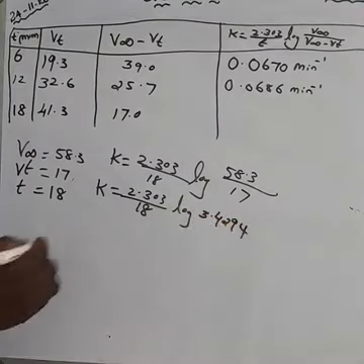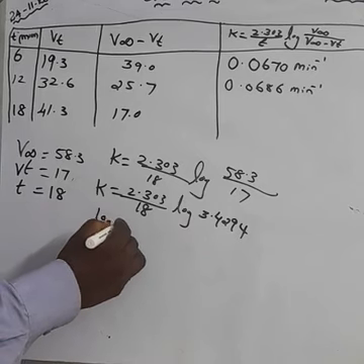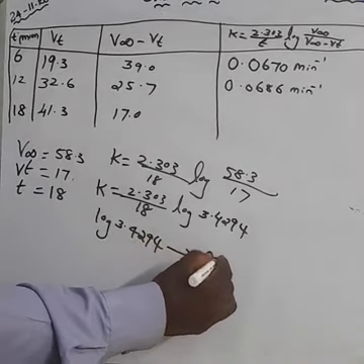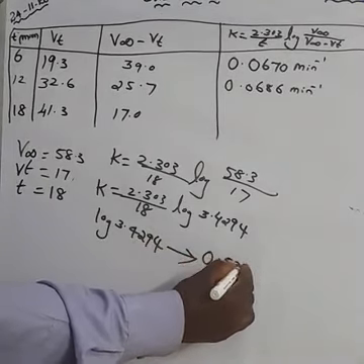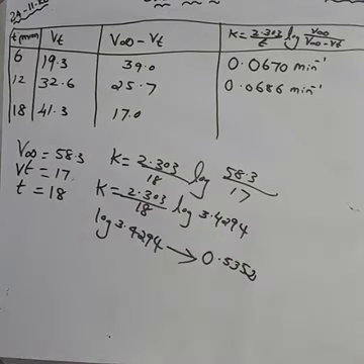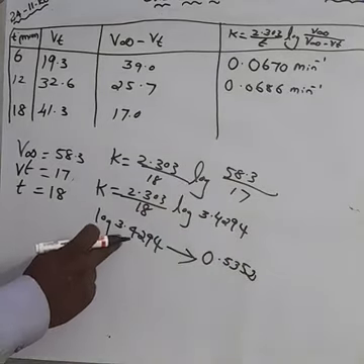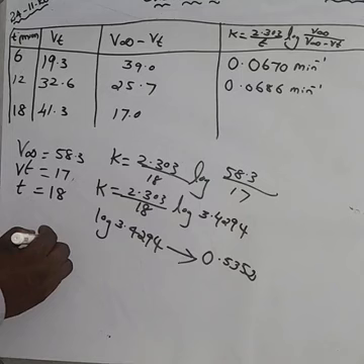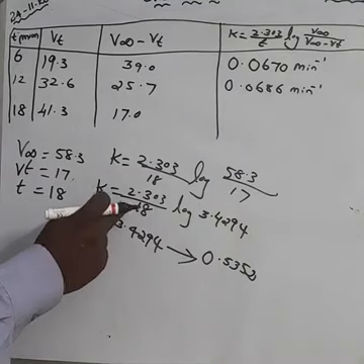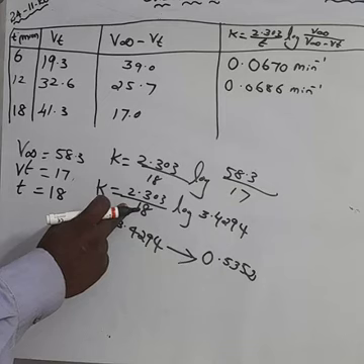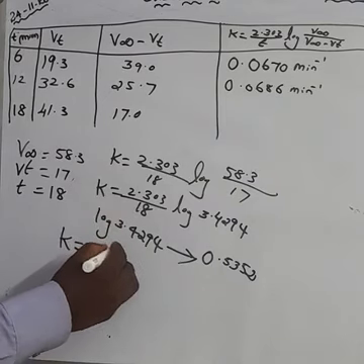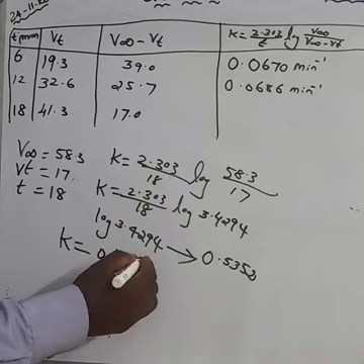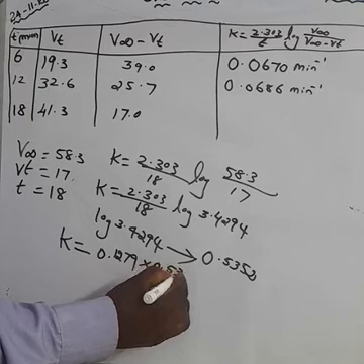3.4294. So log 3.4294, what's the value? It is equal to 0.5352. Okay. So log 3.4294 is 0.5352. Again, substituting the K value, K is equal to, we are dividing 2.303 divided by 18. That value is 0.1279. 0.1279 into 0.5352.